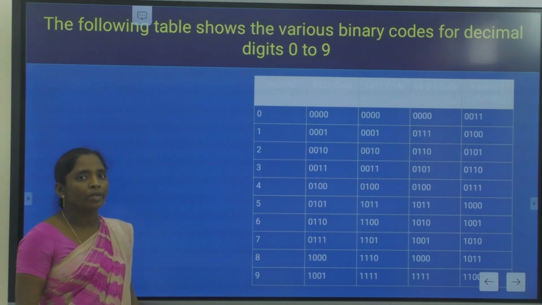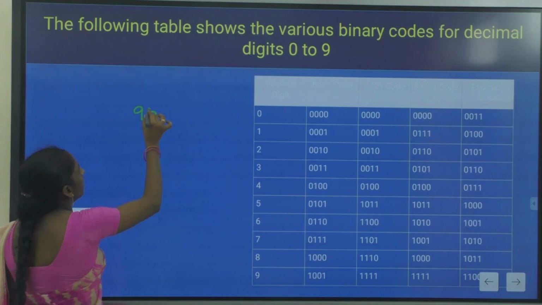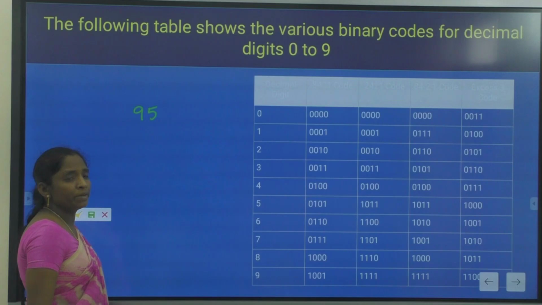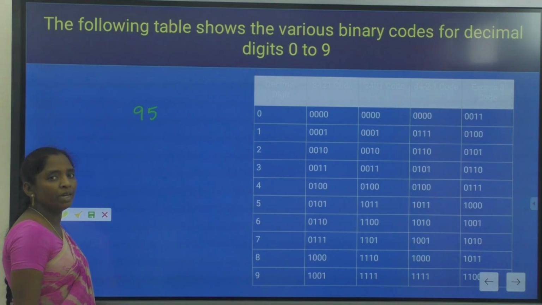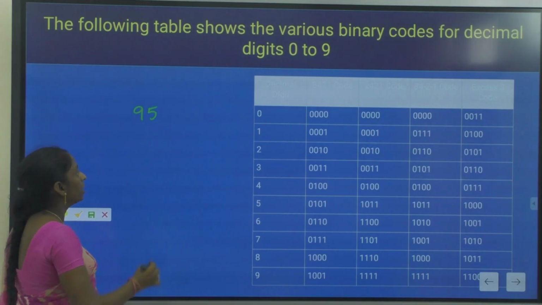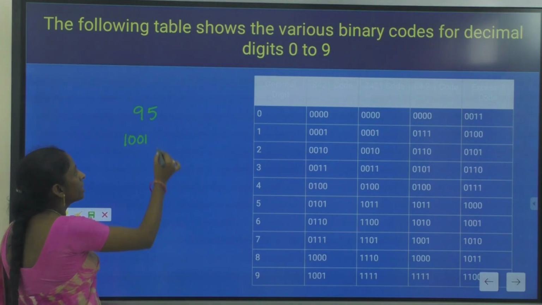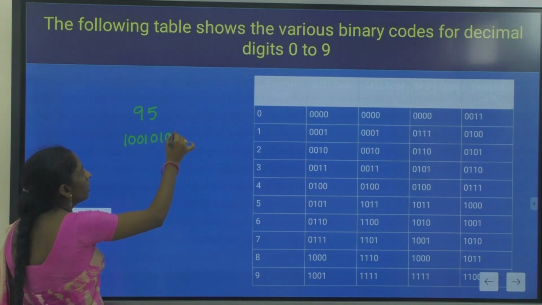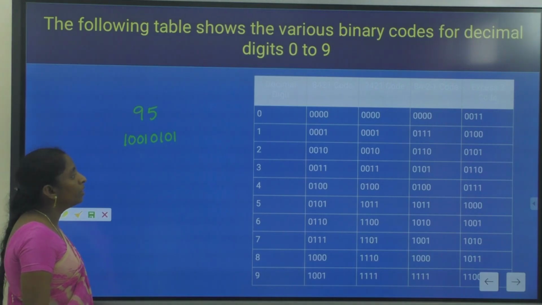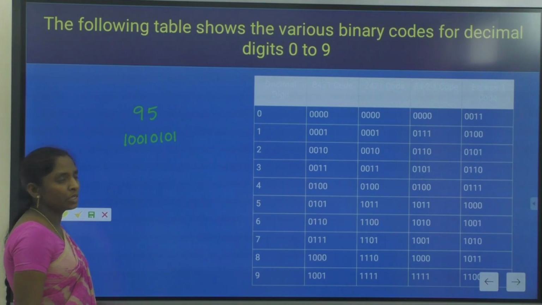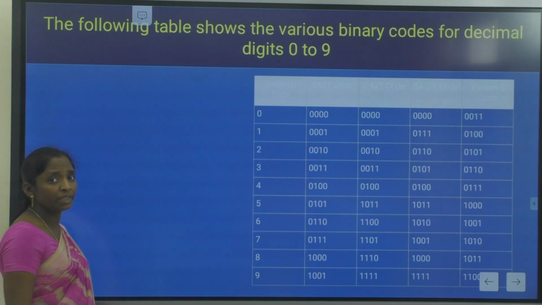To write the BCD value of 95, we have to write the values for 9 and 5 separately. Here BCD means binary coded decimal. The BCD code for 9 is 1001, and the BCD code for 5 is 0101. So this is the binary coded decimal code, 8421 code. It is called natural code. Here we are going to see BCD addition and BCD subtraction.